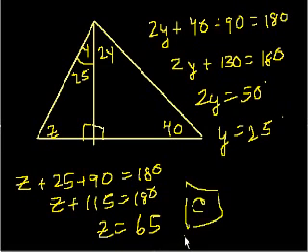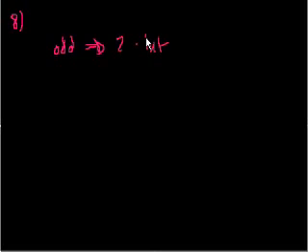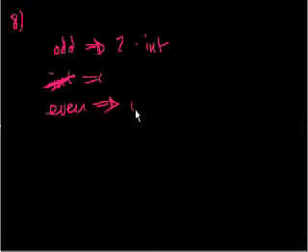Next problem. Problem number 8. A computer program randomly selects a positive 2-digit integer. If the integer selected is odd, twice that integer is printed. So if odd, it prints 2 times the integer. If the integer is even, the integer itself is printed. So if it's even, it just prints the integer.